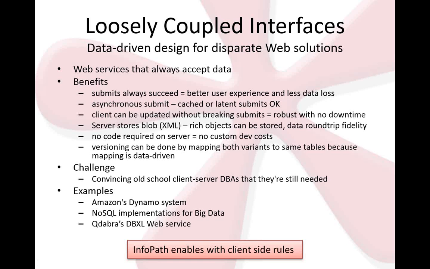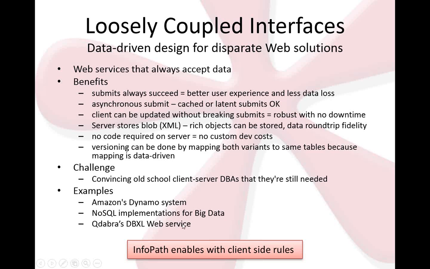The biggest challenge with this new model is convincing the old die-hard DBAs out there that they're still needed, because there's lots of work to do, right? The DBAs are still in the old client-server-based thinking of validating things on the server and making sure that all the data is perfect. But nowadays we have things like Amazon's Dynamo system and NoSQL implementations for big data, and these are all systems that don't do validation at all on the server. And there are some huge benefits to this loosely coupled approach.